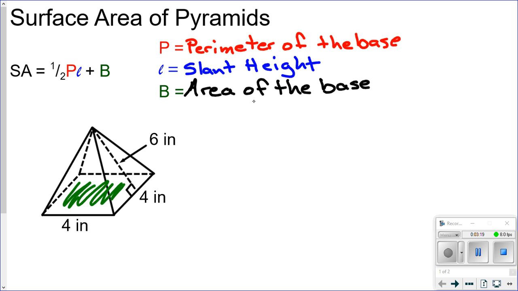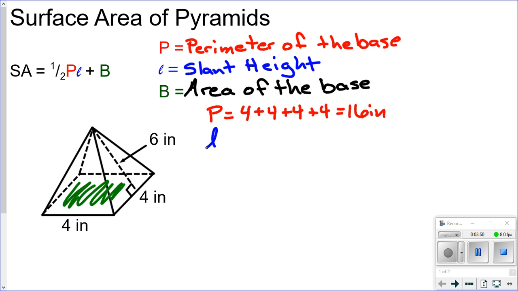So let's find the three values, and you'll find that this is really pretty simple. Once you've identified the base, for the perimeter, you just add up the distance around it. So we just have 4 plus 4 plus 4 plus 4. It's got 4 sides on the base, and all 4 sides have a length of 4 inches. So my perimeter of my base is 16 inches. Of course, since all the sides are the same, you could have just done 4 times 4 and gotten the same answer.